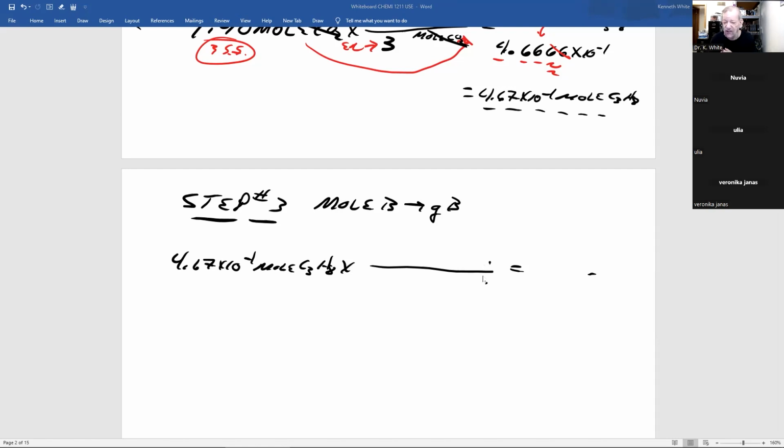Don't forget, fill in the units on top and bottom of the ratio also.